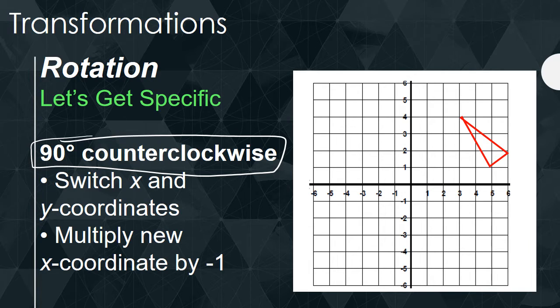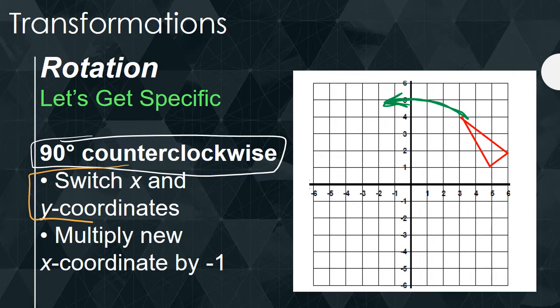Some things we need to know about this. If we're going counterclockwise, we're going the opposite way that the clock moves, and so we need to move this figure this direction. In order to do that, we can do some math here. We have some different steps.